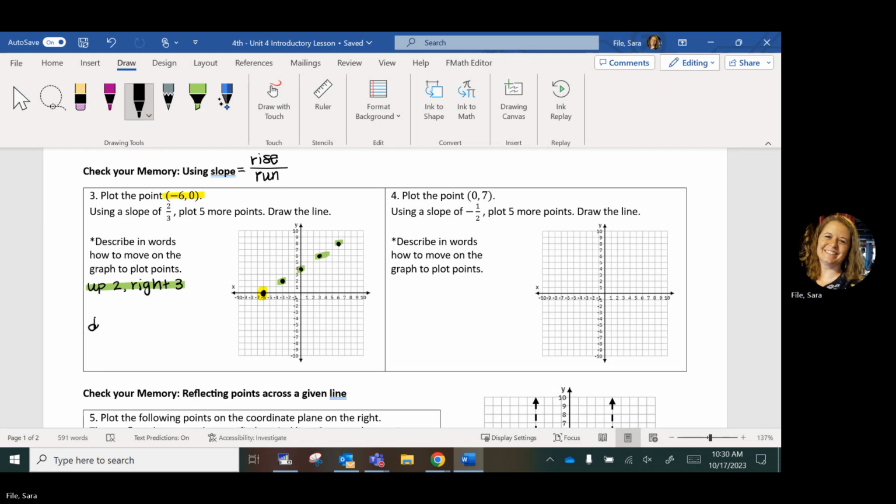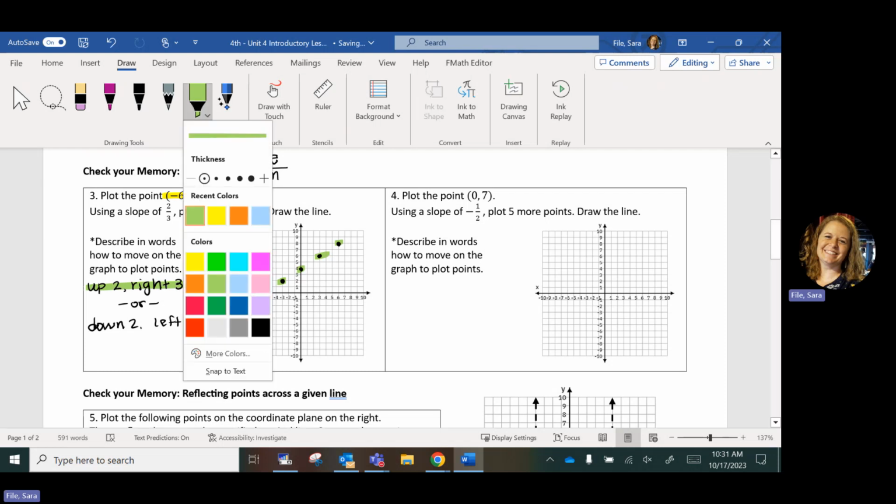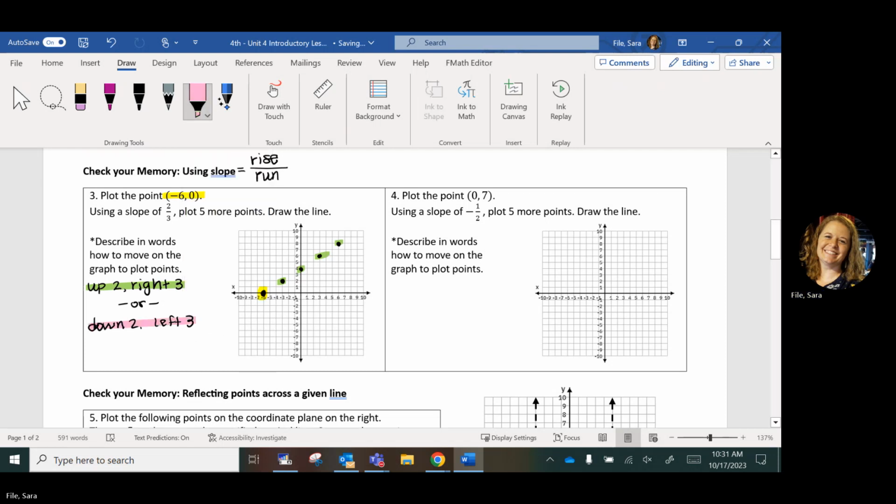Down 2, left 3. And that would still be a positive slope, because if I go down, that's a negative movement. And if I go left, that's a negative movement. And what's a negative times a negative? So that's still a positive slope between those points. You can see those are all still on the same line. So 2 negative movements means the slope is still positive, right?